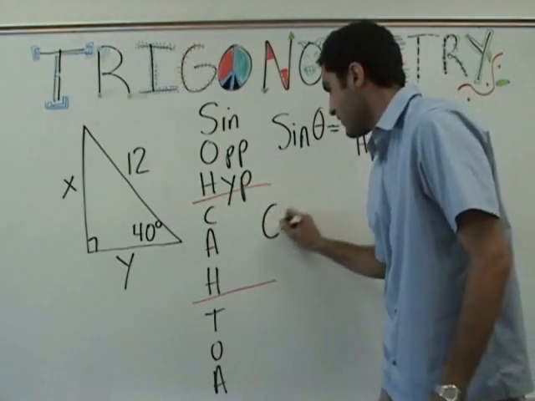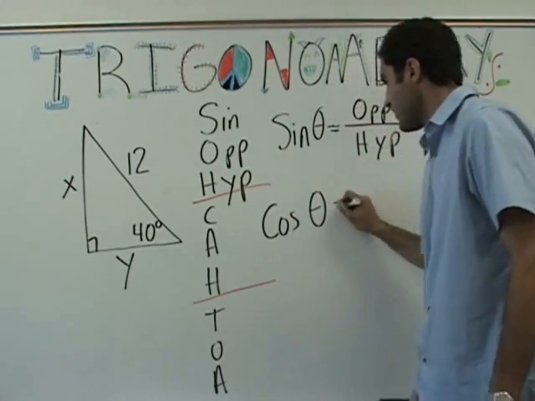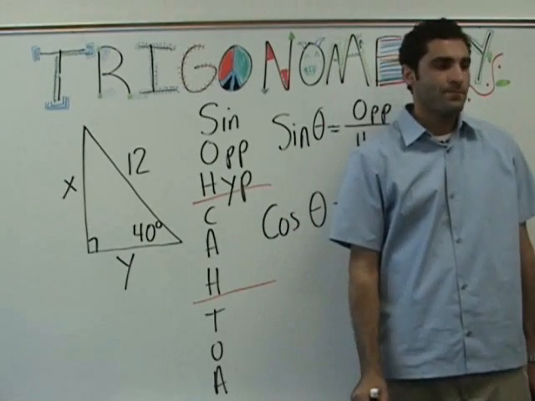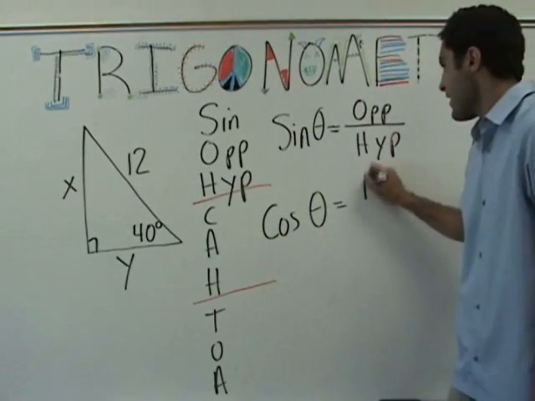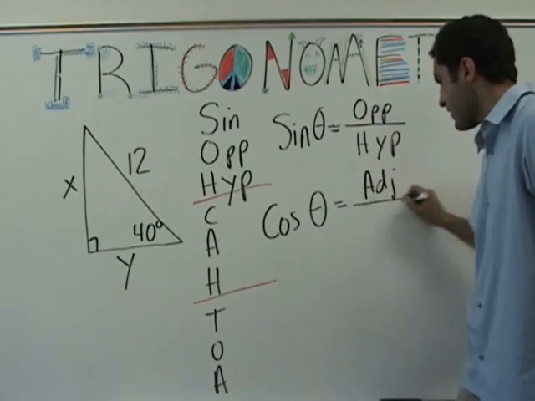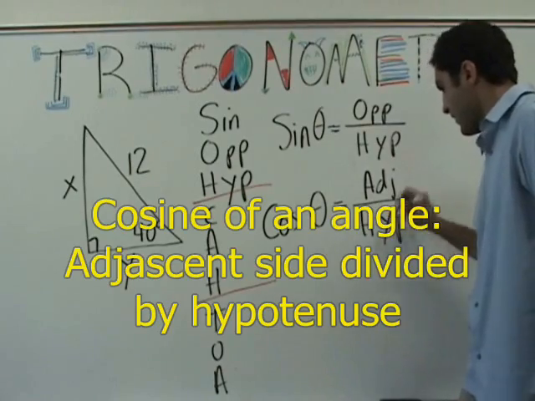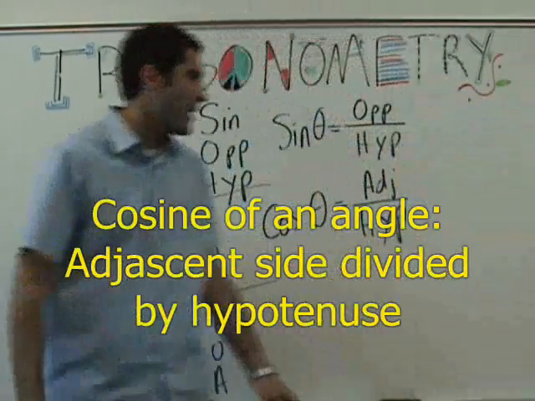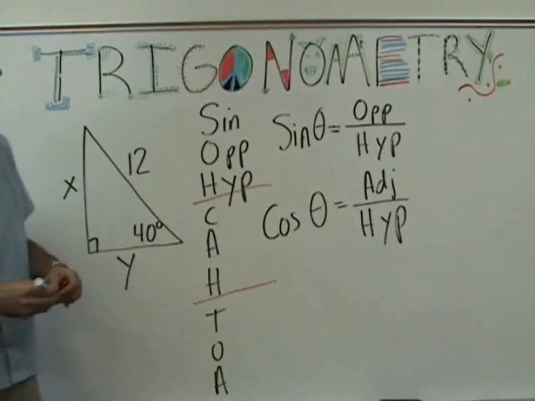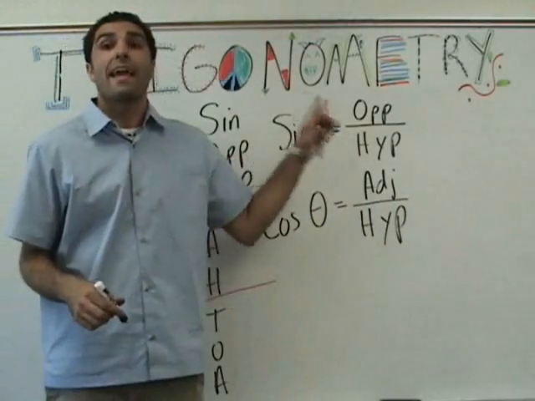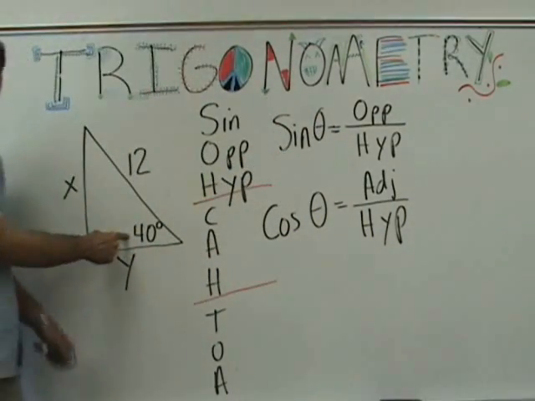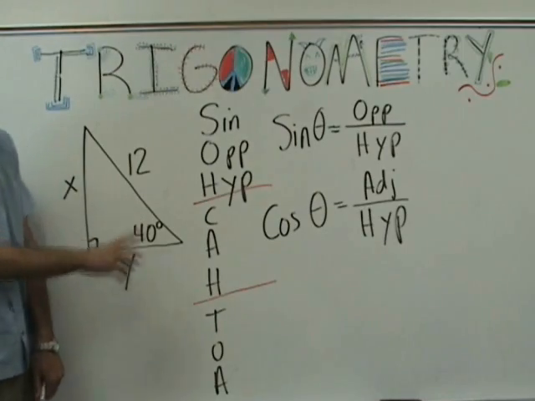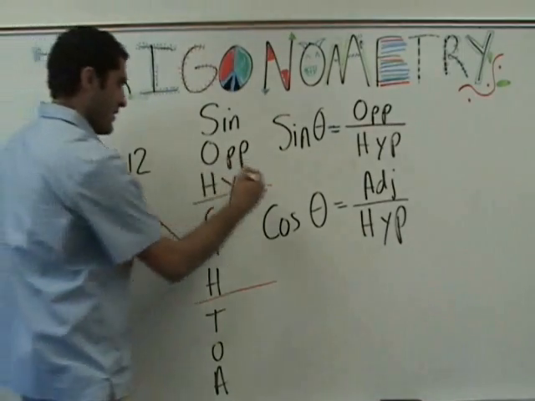Cosine, C. Cosine of any angle equals what? Adjacent side. We'll talk about what that means. Adjacent over hypotenuse. Yes, sir? What's the circle thing with the line? It's called theta. It's an angle. So this right now we'll call theta, 40, let's say.